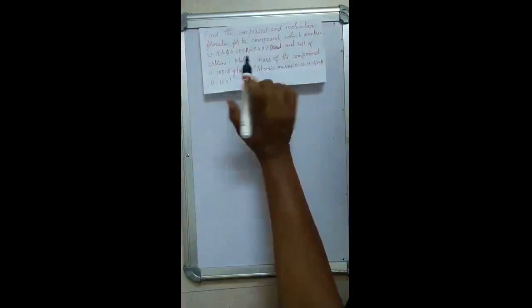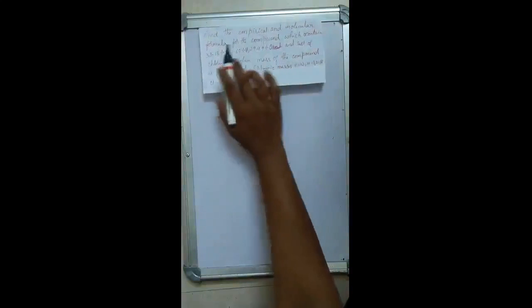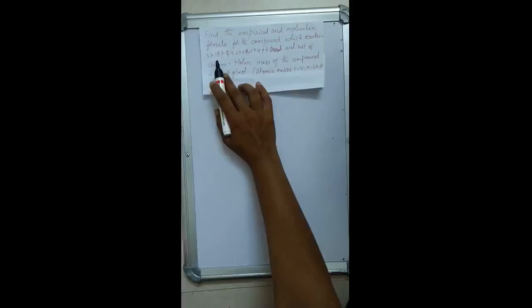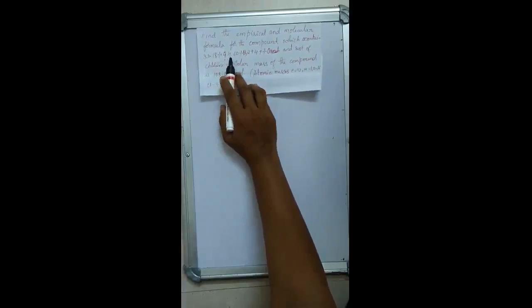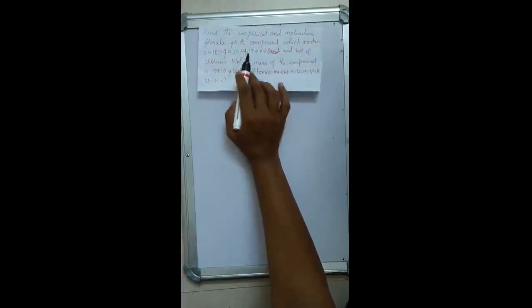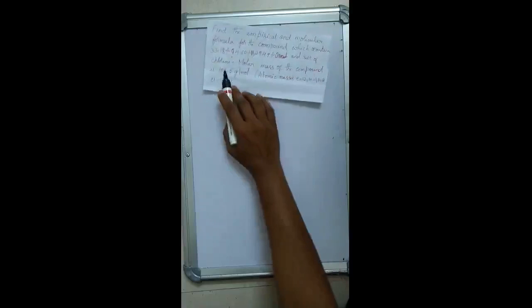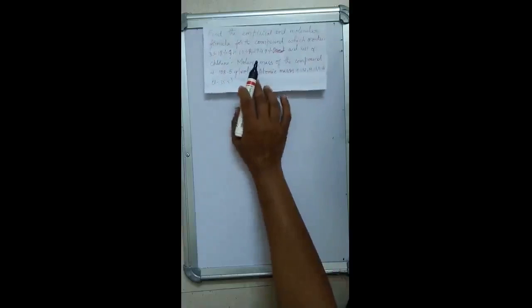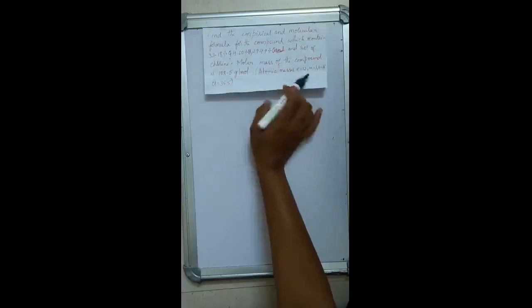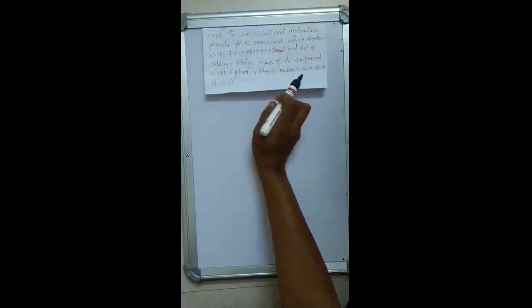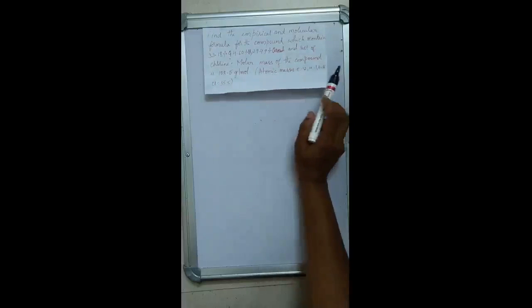Now, third problem. Find the empirical and molecular formula for the compound which contains 33.18% carbon, 4.60% hydrogen, 29.49% oxygen and the rest chlorine. So the percentage of chlorine is not given. The molar mass of the compound is 108.5 gram per mole. Atomic masses of the elements are given in the bracket.